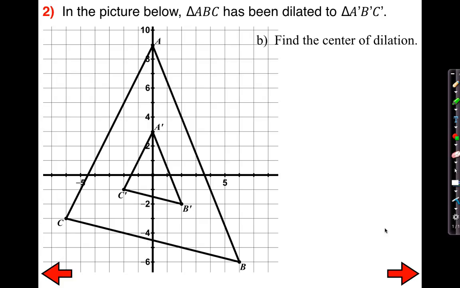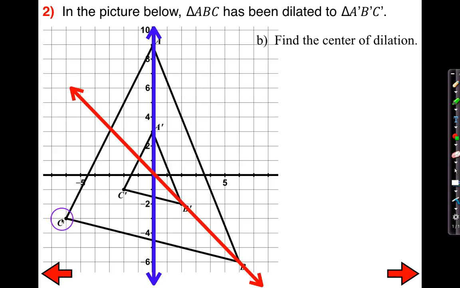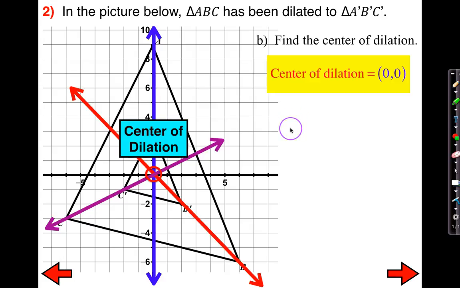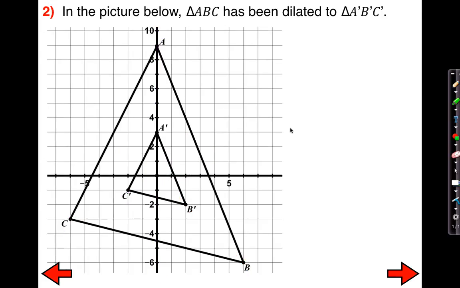So now we're going to find the center of dilation. In order to do that, you're going to connect all corresponding vertices together. So I'm going to connect A to A prime, B to B prime, and C to C prime. The point in which all these lines intersect is called the center of dilation. So in this case, I'm going to say that the center of dilation is at (0, 0), which once again we refer to as the origin.